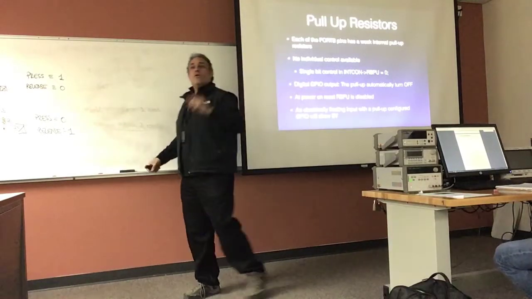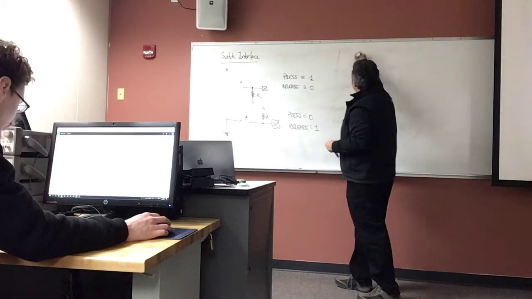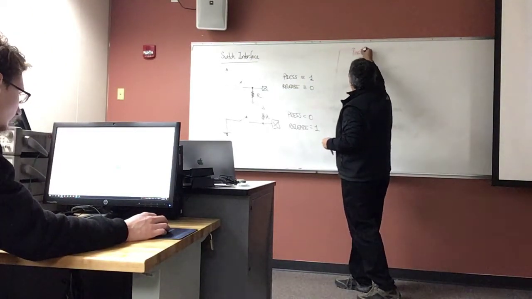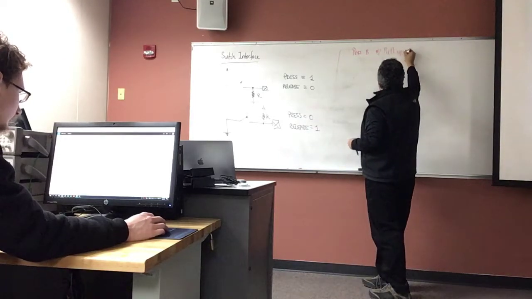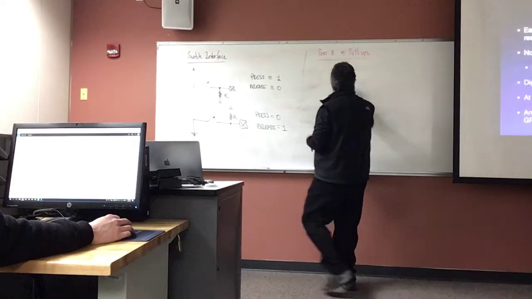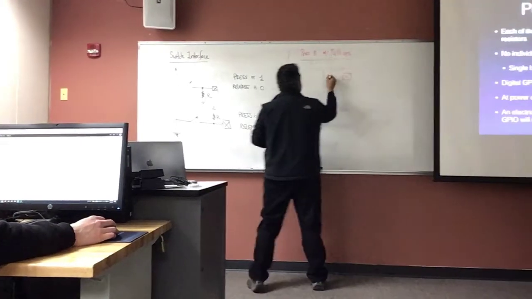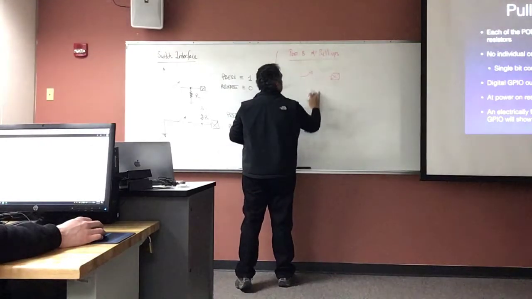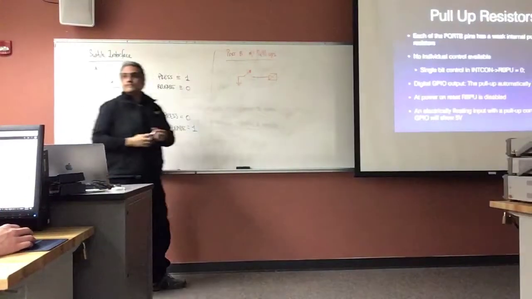However, if you have pull-up resistors available, like in port B, if the pull-up resistors are engaged, that means that I can connect my circuit by simply taking a switch and grounding it. Like that.